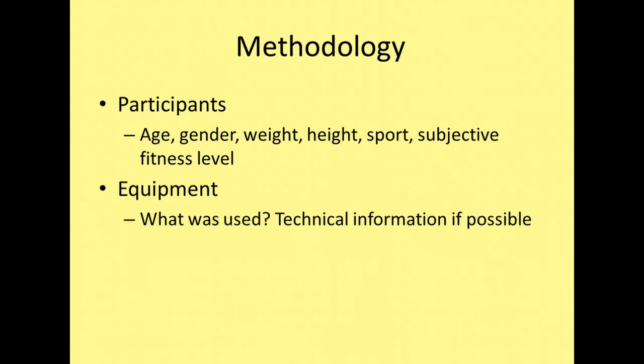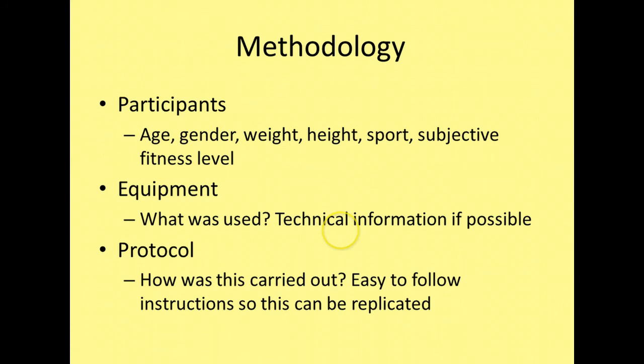We then break down the second section, which is equipment. So this methodology would be our overall point, broken down into subheadings: participants, equipment. So what was used? Technical information if possible. Ensure that within the identification of what you've got, it actually covers all of that equipment.